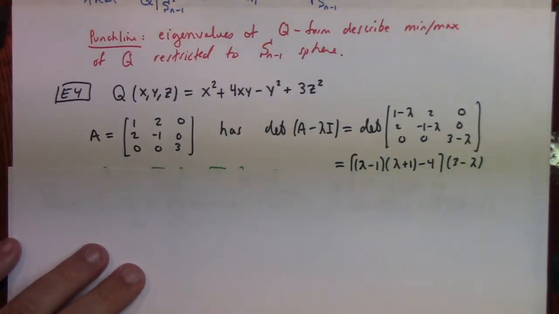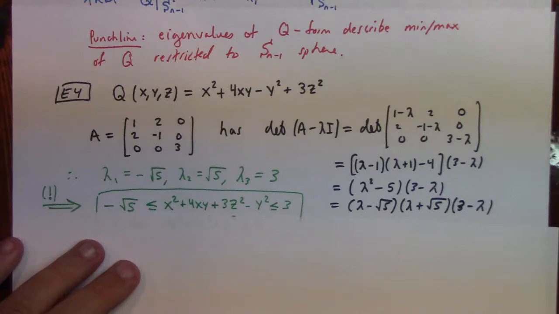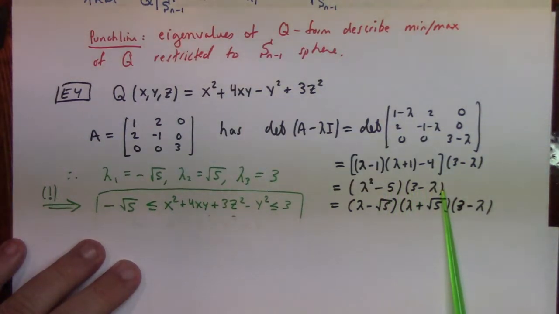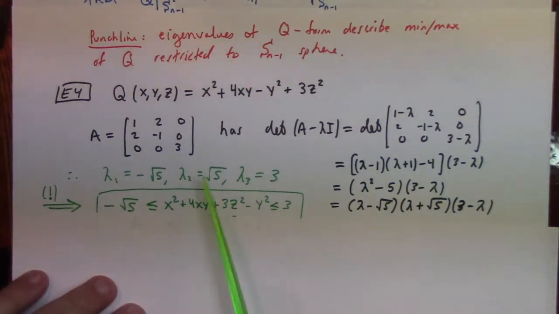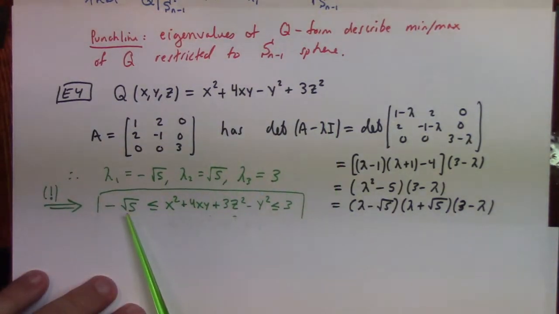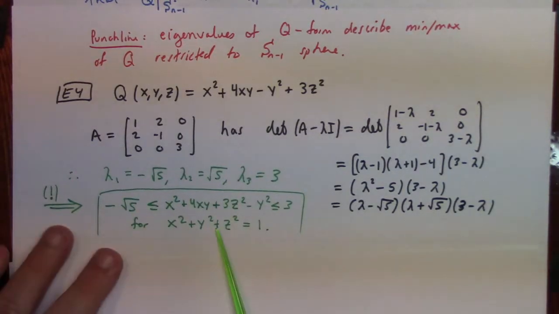So I work out the algebra here, and it works out to, if I didn't make a mistake, I hope I didn't, lambda squared minus 5 times 3 minus lambda, which factors like so. So my smallest is minus root 5, my next biggest is root 5, about 2.2-ish, and then 3, so this is my spectrum: minus root 5, root 5, 3. So that says to me that this expression is between minus root 5 and 3, provided that x squared plus y squared plus z squared equals 1.